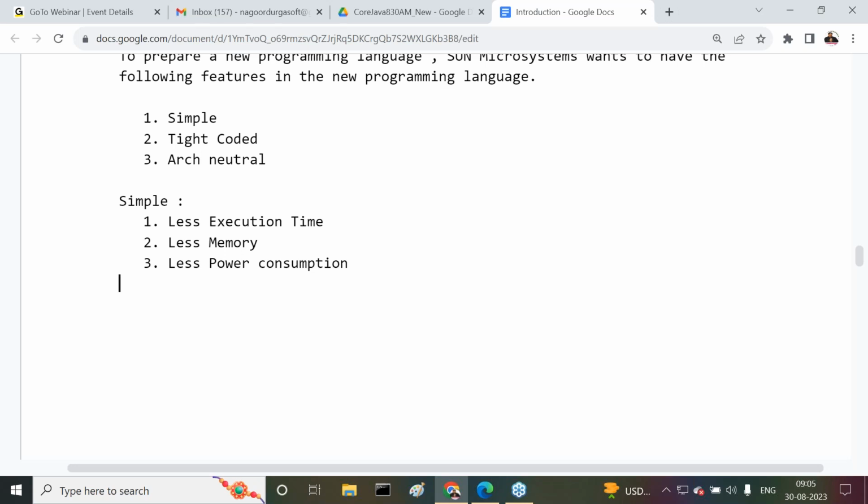What Sun Microsystems thought of it, that a simple programming language has overall 3 factors: less execution time, less memory, less power consumption. These are the 3 factors we are having clearly. Sir, got it or not? Now here, what is the meaning of this less execution time? What are we thinking about the less execution time here? Right, I'll give some points here, now try to understand it clearly. For example, listen, in general, I used to give the same example. Try to understand it clearly.